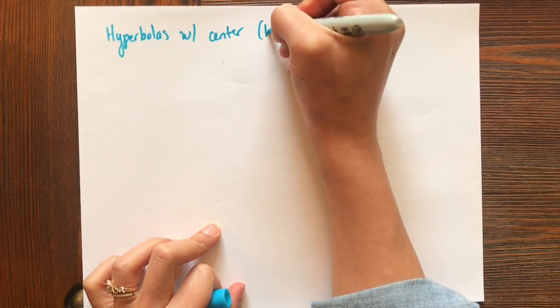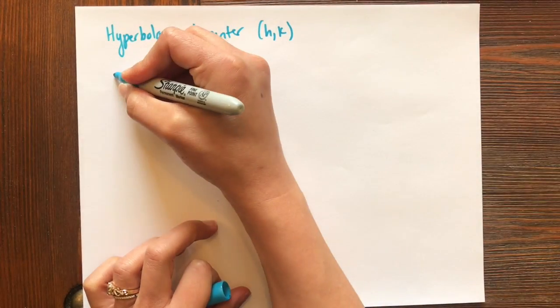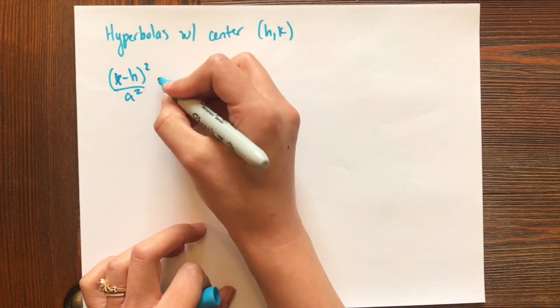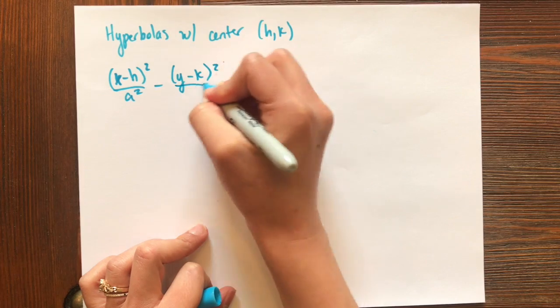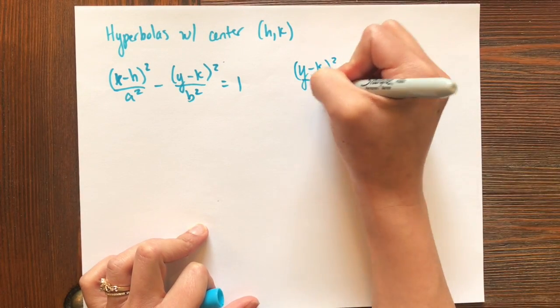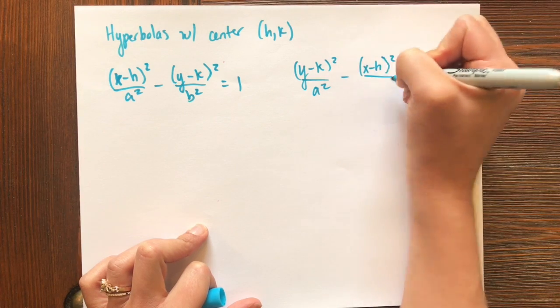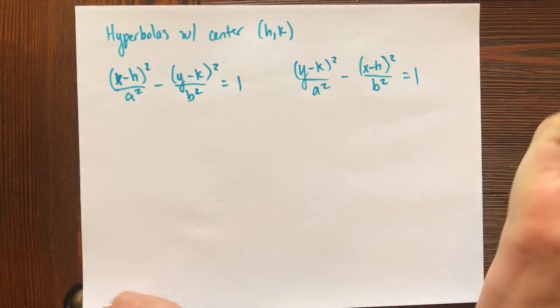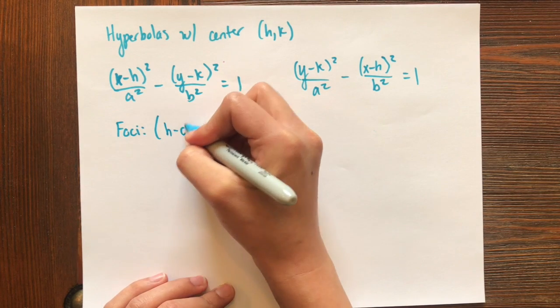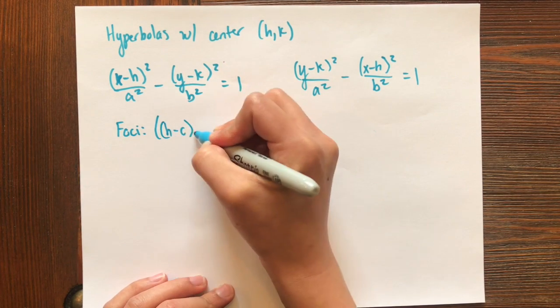Okay, let's go ahead and take a look at hyperbolas generally. Let's say we have a hyperbola with center h comma k, no longer just center 0, 0. So we're going to have two different looking equations. The first one, I'm going to have x first, so it's going to be x minus h squared over a squared minus y minus k squared over b squared is equal to 1. The other one is almost the exact same thing, except we switch the y and the x's.